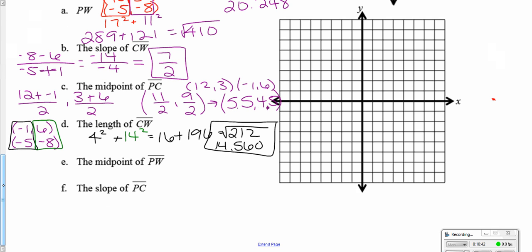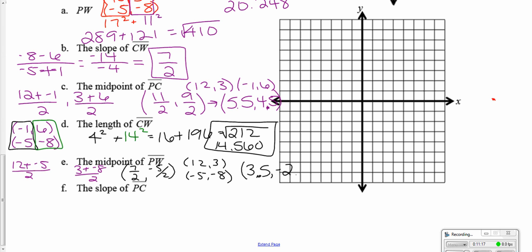All right, the midpoint of PW. P is 12,3, W is -5, -8. So I add my x's, divide by 2, I add my y's, divide by 2, and my answer, I get 7/2, -5/2, which is 3.5, -2.5.